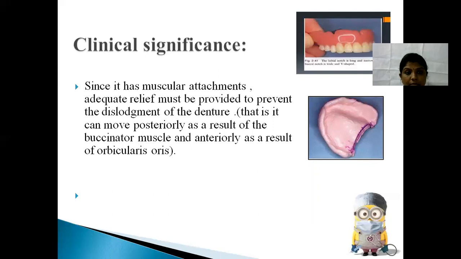Now, for the buccal frenum, adequate relief should be provided so that, as I mentioned before, it can be broad and great. Adequate relief should be provided, otherwise it will cause dislodgement of the denture because of the movement of the muscle, buccinator muscle posteriorly and orbicularis oris muscle anteriorly.